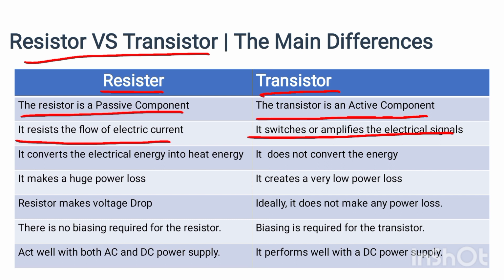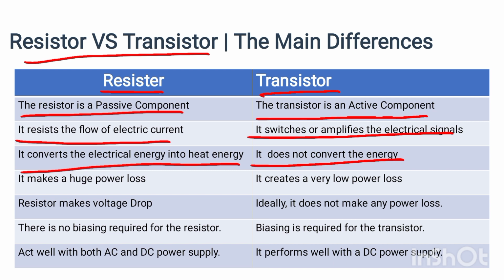Coming to the third difference, a resistor converts electrical energy into heat energy. How does it convert electrical energy into heat energy? Whenever current flows through the resistor, there is a voltage drop across the resistor. Every resistor has its own voltage drop according to its resistance. Whenever voltage drops across the resistor, it generates heat. That means the electrical energy is converted into heat energy, whereas a transistor does not convert the energy. It does not convert electrical energy to other forms like heat energy.